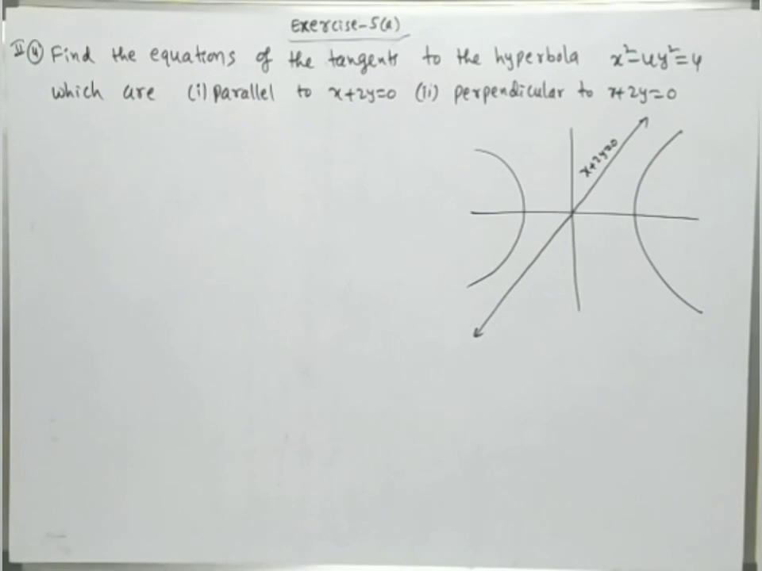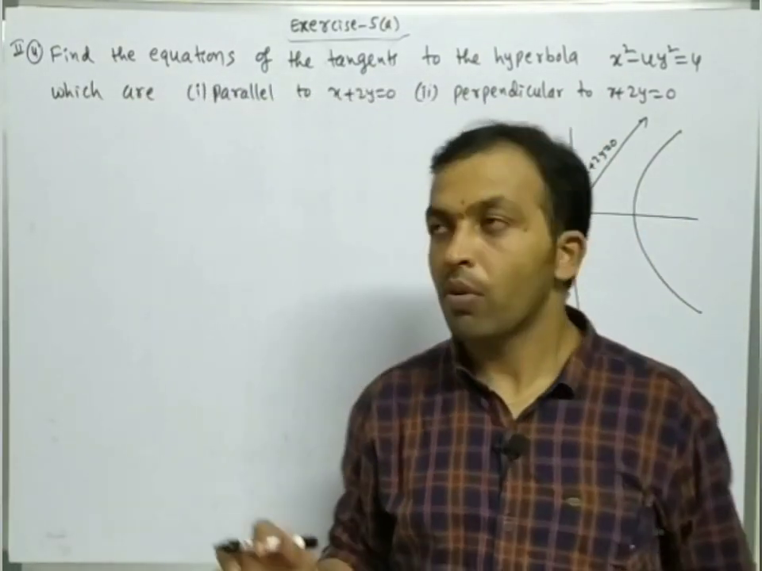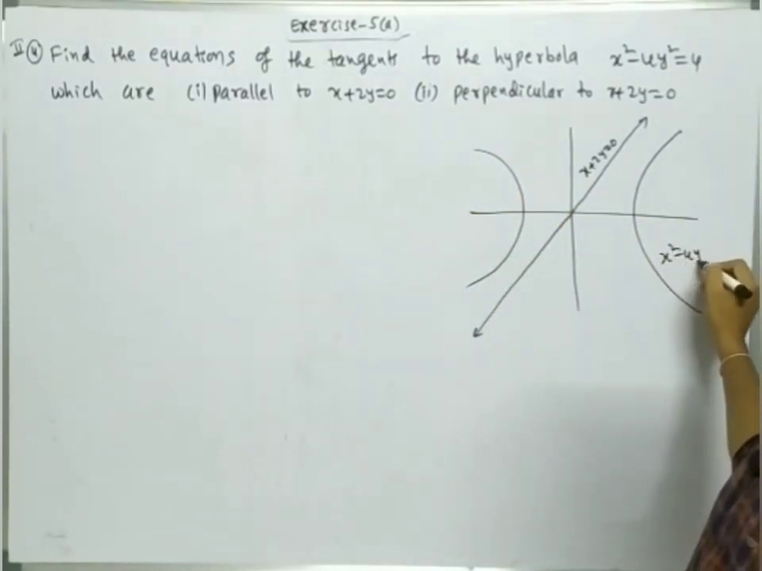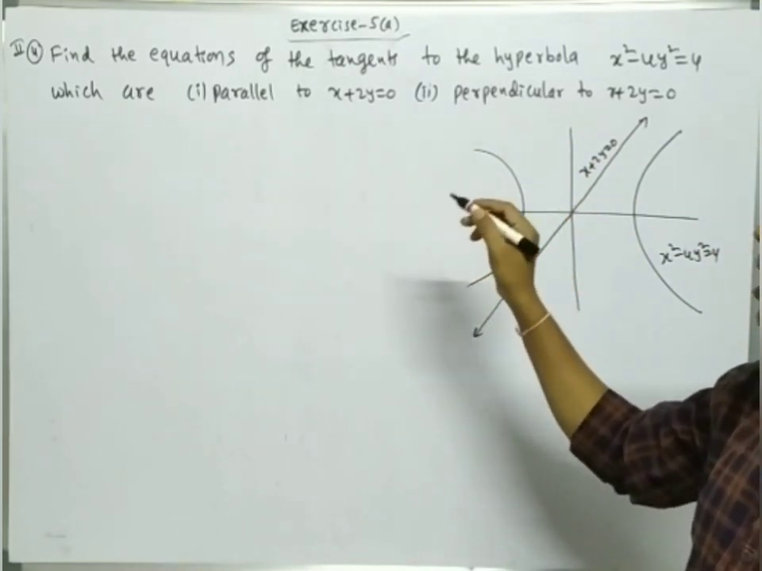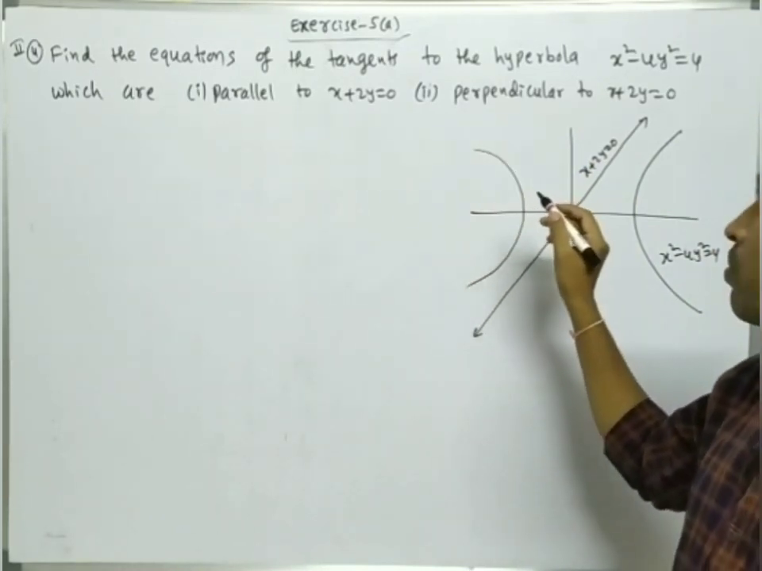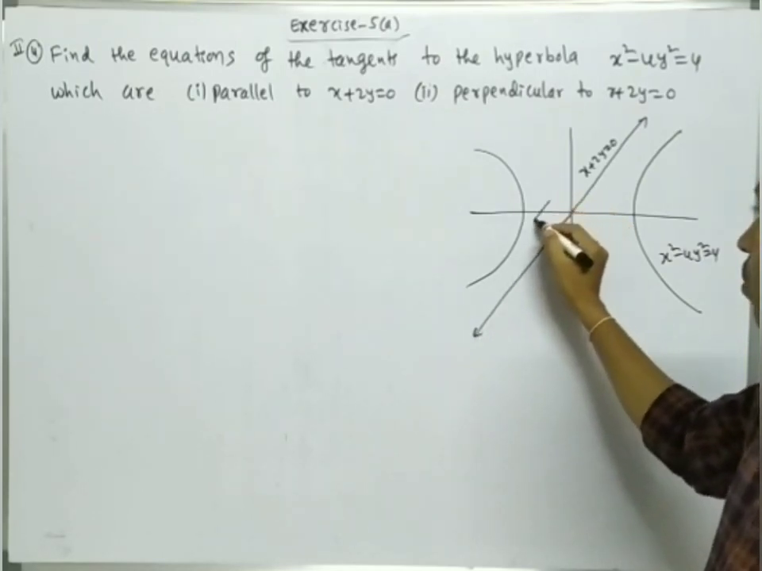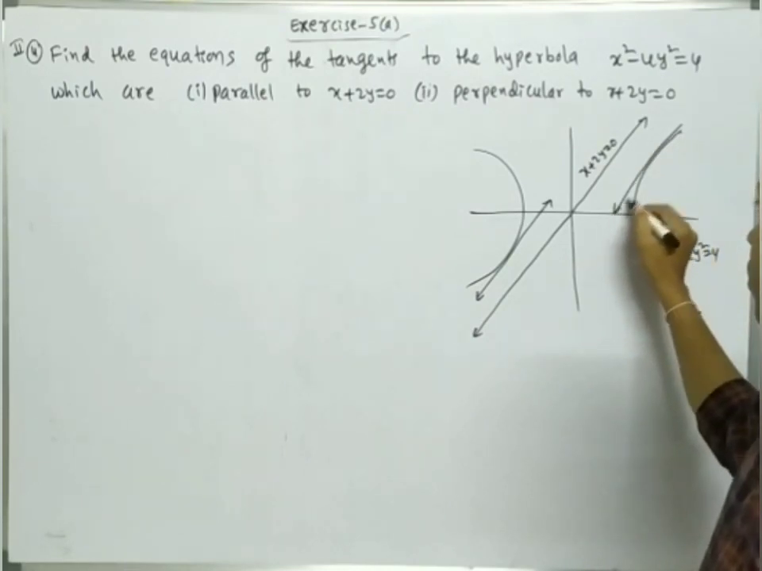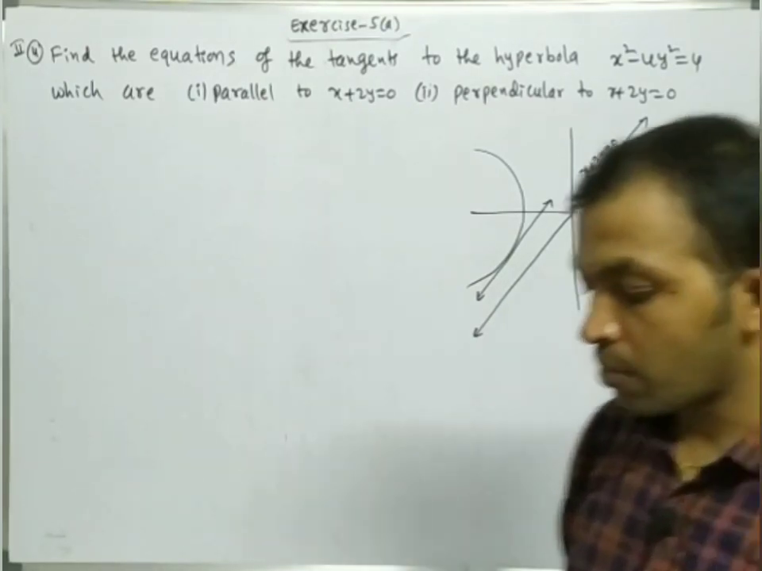Now one more important question. Find the equations of the tangents to the hyperbola x square minus 4y square is equal to 4. This is the hyperbola and we have to find the equation of the tangents which are parallel to the line x plus 2y is equal to 0. Now we should find the tangents parallel to the given line. Okay, simple problem.